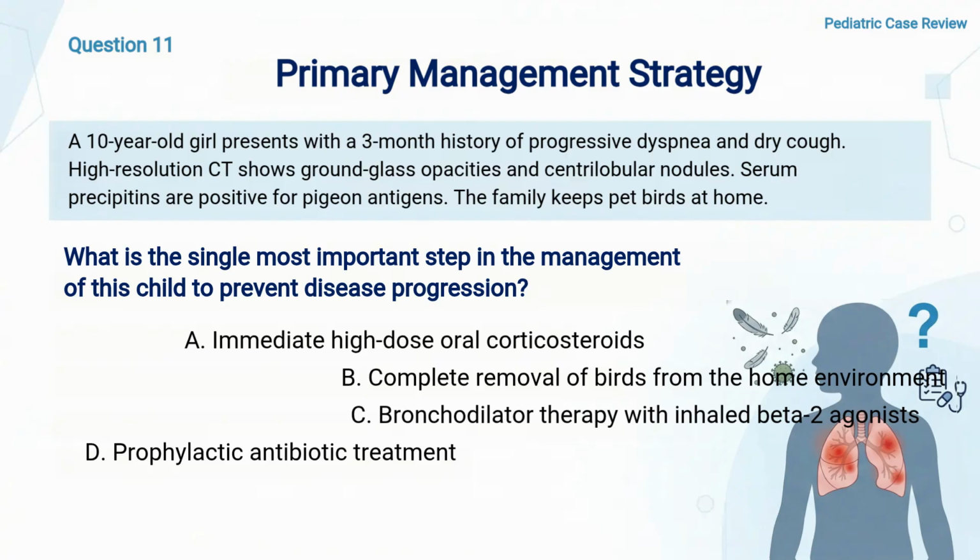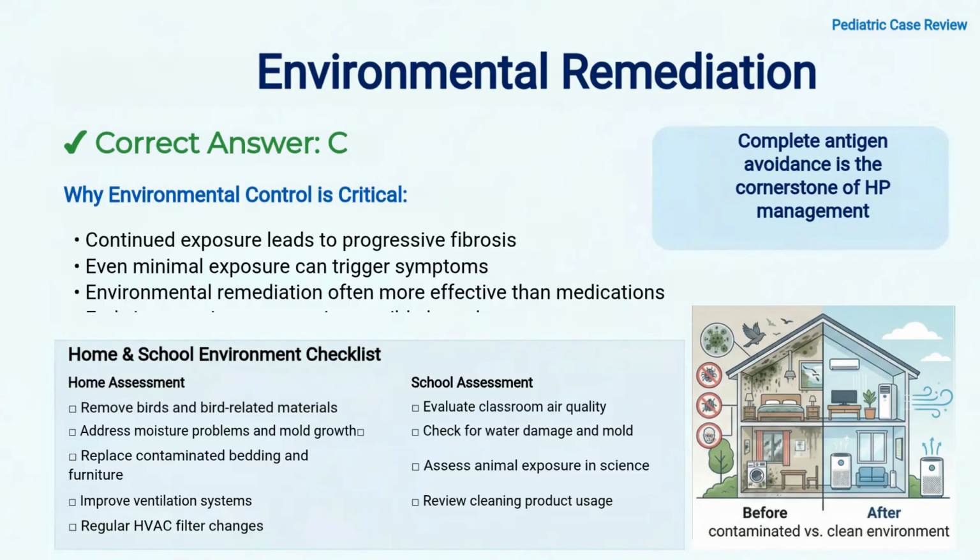Option A. Immediate high-dose oral corticosteroids. Option B. Complete removal of birds from the home environment. Option C. Bronchodilator therapy with inhaled beta-2 agonists. Option D. Prophylactic antibiotic treatment. The correct answer is option B. Complete removal of birds from the home environment.